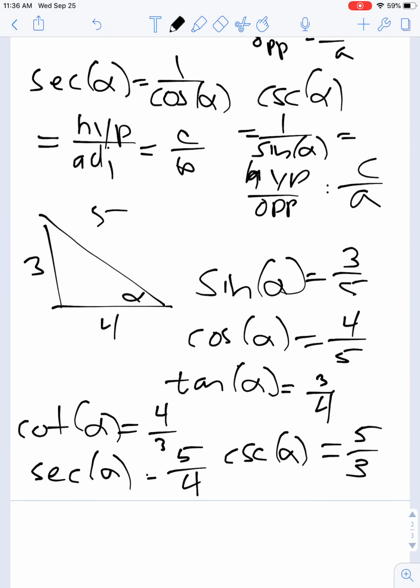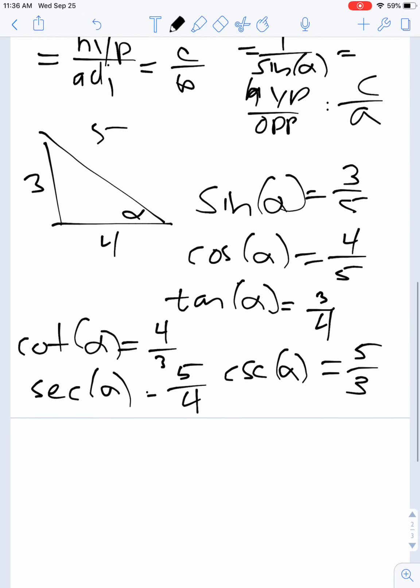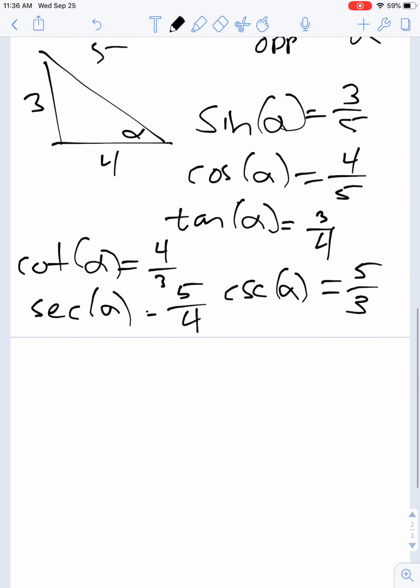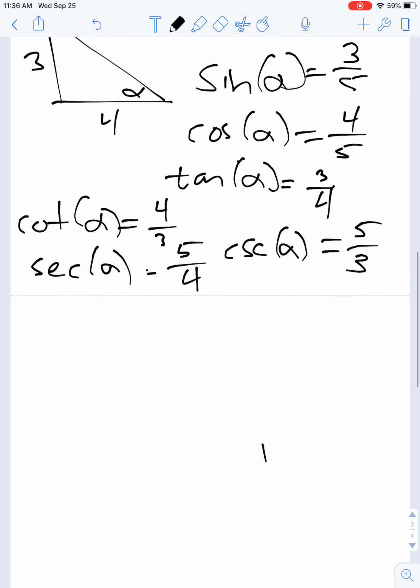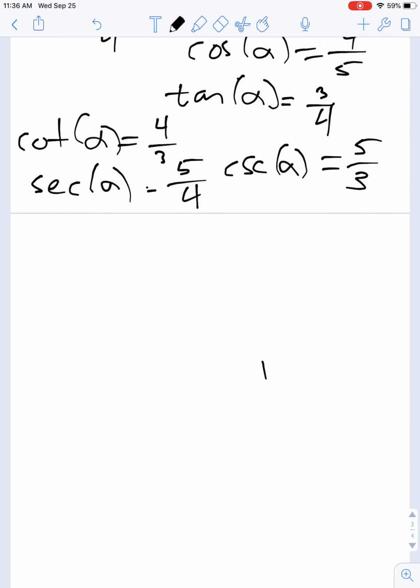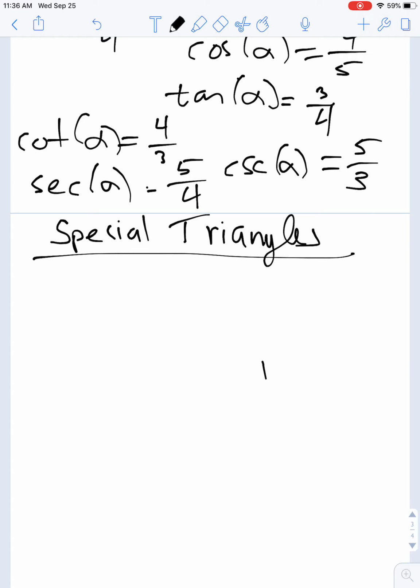So that is kind of right triangle trigonometry for just the basics if you start with a triangle and you know something about its sides. There's also some special triangles that you should have memorized to be a successful calculus student.